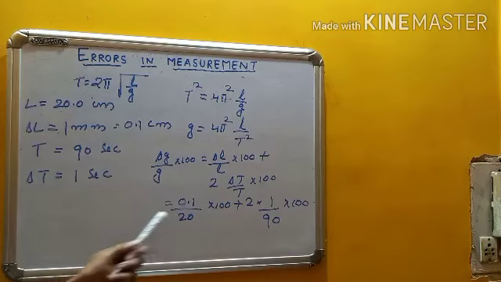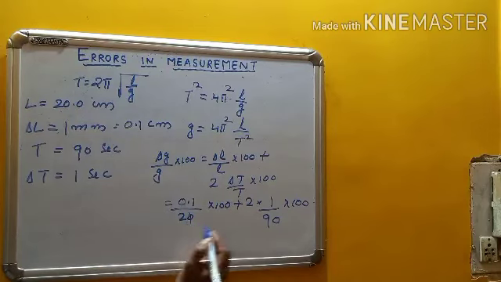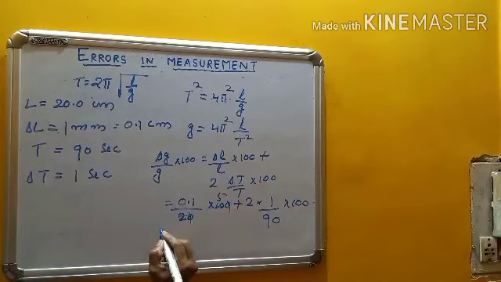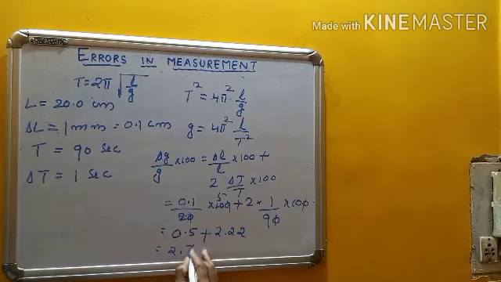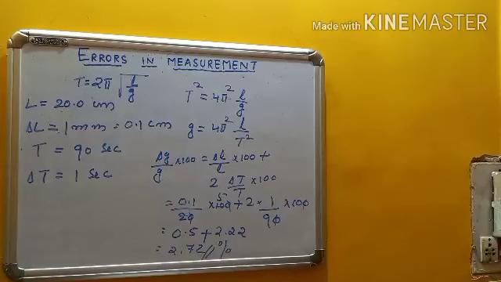So when you calculate this, you will get 0.1 into 5, that is 0.5, plus 2 into 10, 20, divided by 9, which is 2.22. Okay. So what final answer are we getting? 2.72%. The accuracy in the measurement of g is 2.72%, or nearly 3%. Okay. So it's a textbook question, children, very important. Hope all the questions are clear for you.